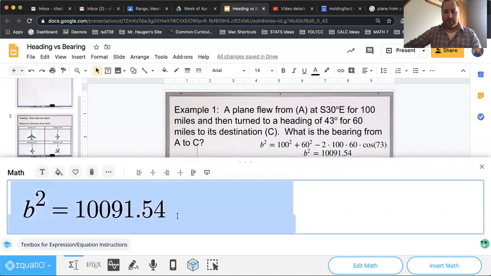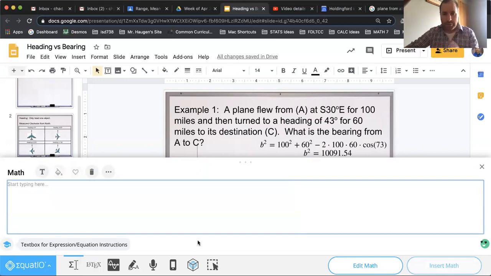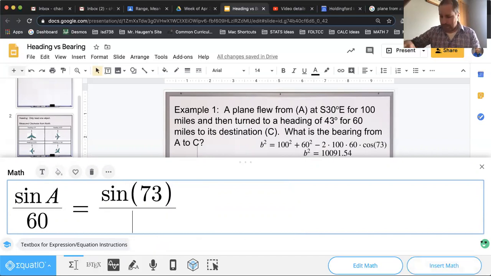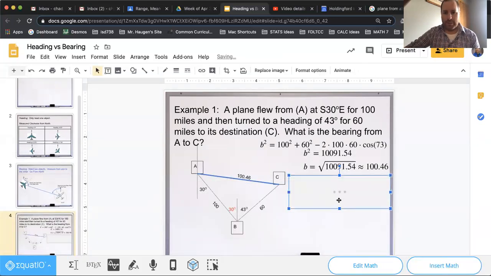So let me grab everything here and we'll get rid of it. In this case, we want to know what that is. We've got sine of A over 60, because they're across from each other. And then we also have the one we just found, sine of 73 over 100.46. That's kind of what we have in our step 2.